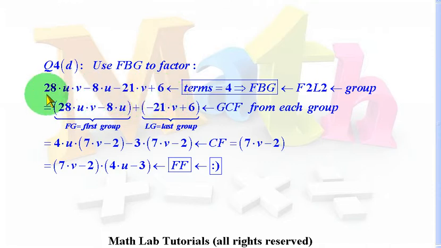The first thing I notice is that I have 4 terms. And usually 4 terms means that you use factor by grouping. That's the rule of thumb. If you get 4 terms, factor by grouping. And the idea is to group the first 2 and the last 2. That's why I wrote down F2, L2. Group the first 2 and the last 2 and see if we can get a common factor by doing that.